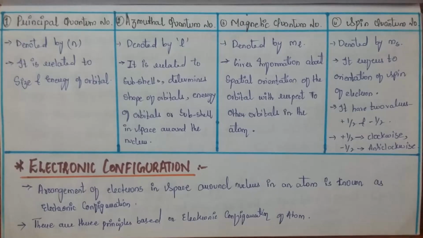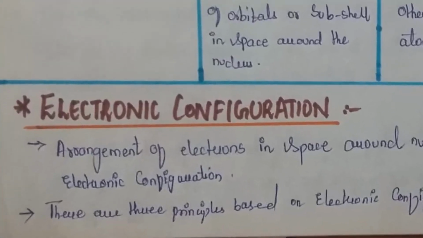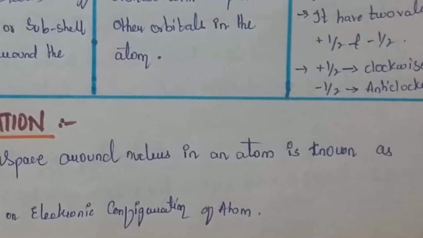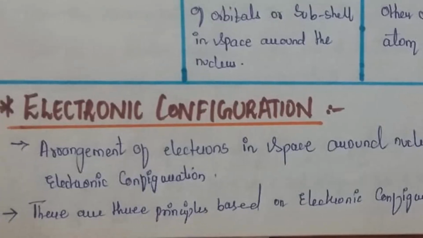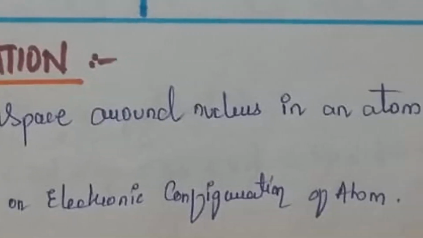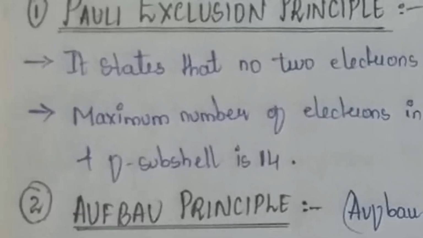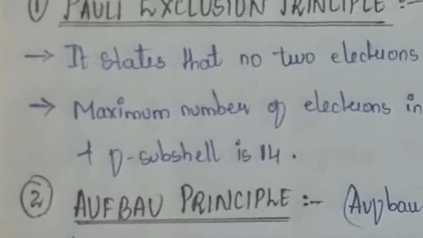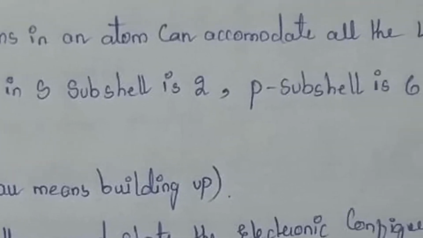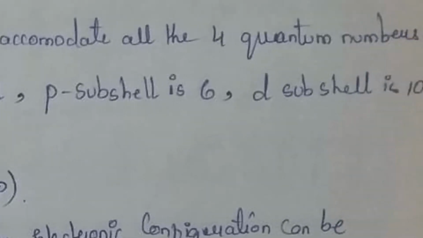Now the last topic of the chapter is electronic configuration. It means arrangement of electrons in space around the nucleus in an atom is known as electronic configuration. There are three principles based on electronic configuration of atom. The first is Pauli exclusion principle. It states that no two electrons in an atom can have all the four quantum numbers the same.